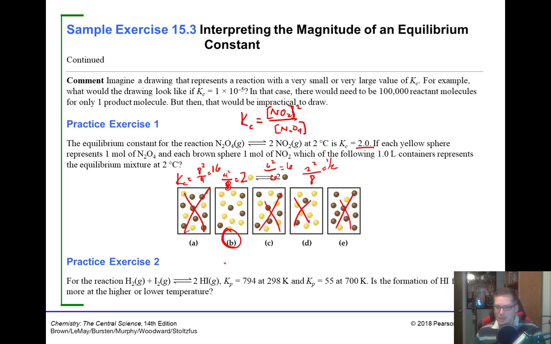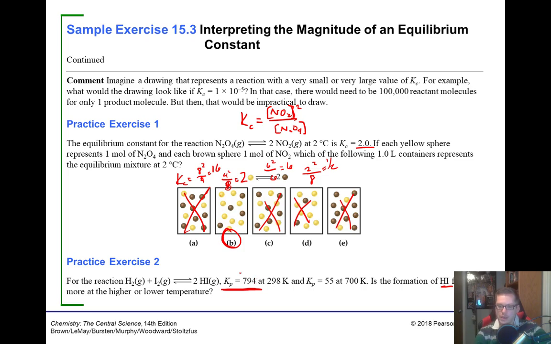For the reaction H2 plus I2 yields 2HI, Kp is equal to 794 at one temperature and Kp equals 55 at 700 Kelvin. Is the formation of HI favored more at higher or lower temperature? If HI is favored, that means our K value should be really big, and this one here is much bigger. We want it to be really big because our K value is products over reactants. When our K value is really big, that means our products are favored, and so that 794 means our products are favored right there.